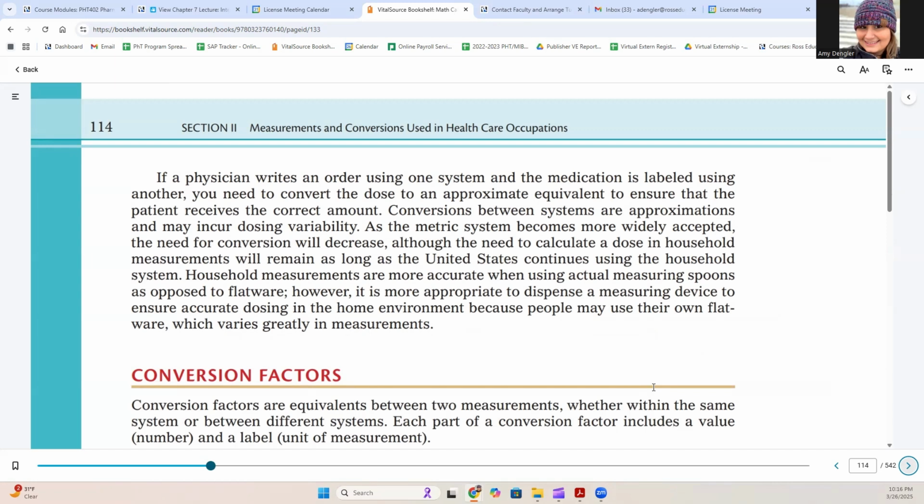Although the need to calculate a dose in household measurements will remain as long as the United States continues using the household system. Household measurements are more accurate when using actual measuring spoons as opposed to flatware. However, it is more appropriate to dispense a measuring device to ensure accurate dosing in the home environment because people may use their own flatware, which varies greatly in measurements.